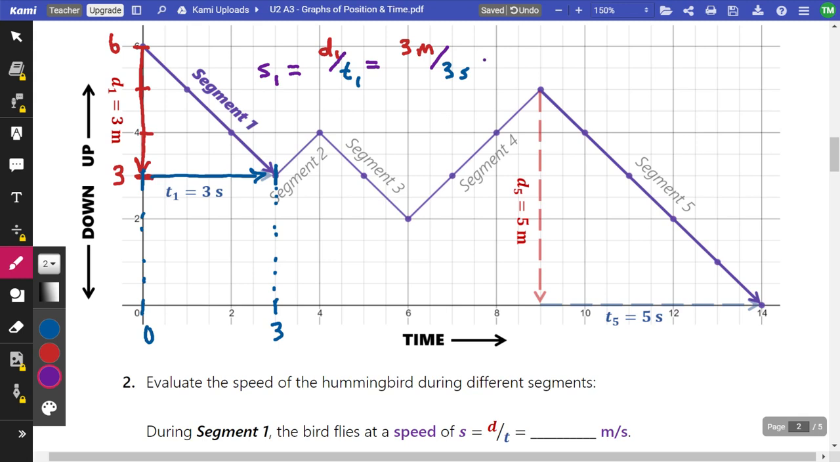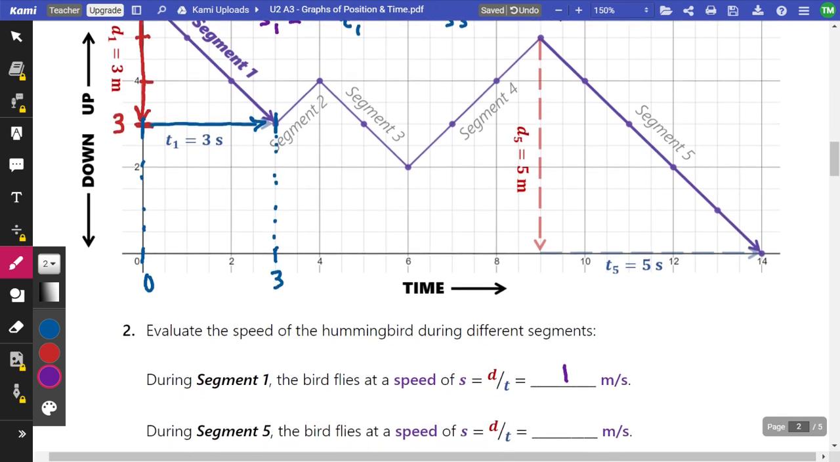If you plug this into a calculator, or if you have some very good mental math, you might know that 3 meters divided by 3 seconds is just going to be 1 meter per second. 1 meter over 1 second. So our answer is going to be 1 meter per second. That's the speed during segment 1, so I'm going to write that down here. 1 meter per second. Now we can do the same thing for segment 5. So let's do that next.